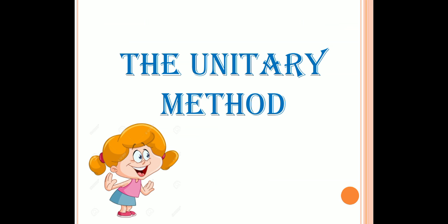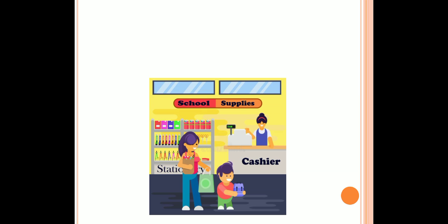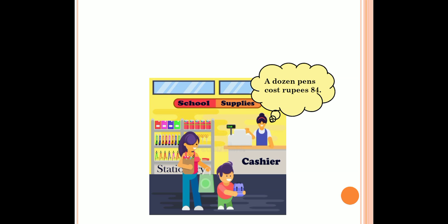Now let us check what is the unitary method. This is the next part of the lesson, the unitary method. Now it is very simple if you pay proper attention. Here's a picture of a stationery shop in which the seller sells a dozen pens for rupees 84. A dozen of pens means one dozen is 12. So that means 12 pens cost rupees 84.